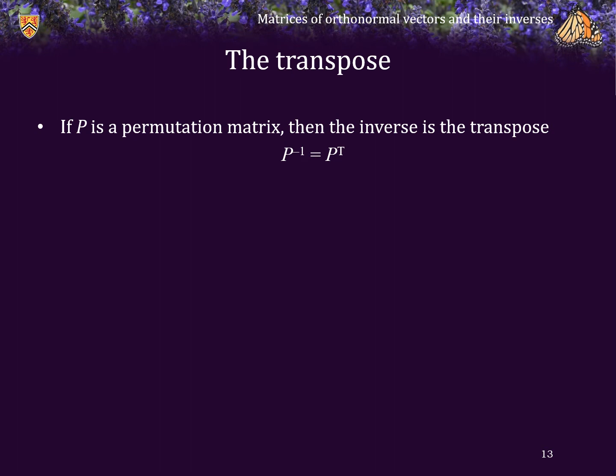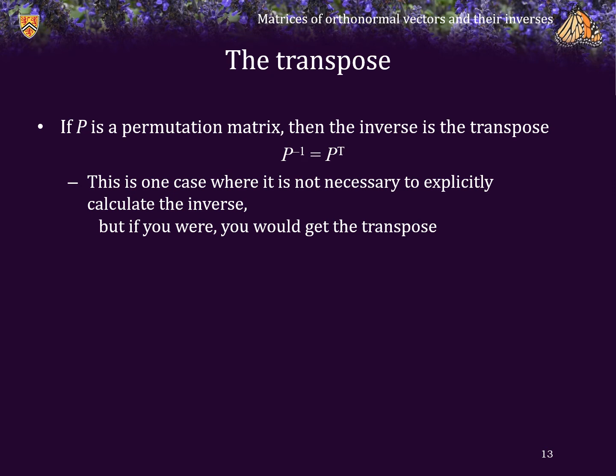Consequently, if P is a permutation matrix, then the inverse of that permutation matrix is the transpose of that matrix. So this is one case where it is not necessary to explicitly calculate the inverse as we saw in the previous class. However, if you were, you would still get the same answer. You would end up getting the transpose.